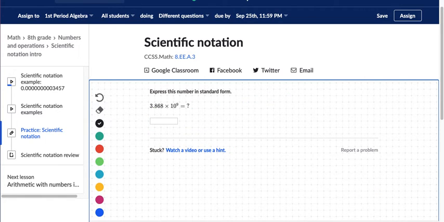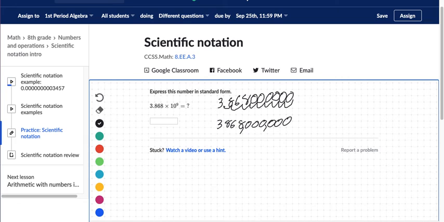And last one of these, 3.868 times 10 to the 9th in standard form. Okay, so 3.868, and we're going to move our decimal 9 times. And we want it to be bigger because 9 is positive. 1, 2, 3, 4, 5, 6, 7, 8, 9. And there's all these nice spots for us to put zeros in, egg holders maybe. And so our final number is 3,868,000,000.